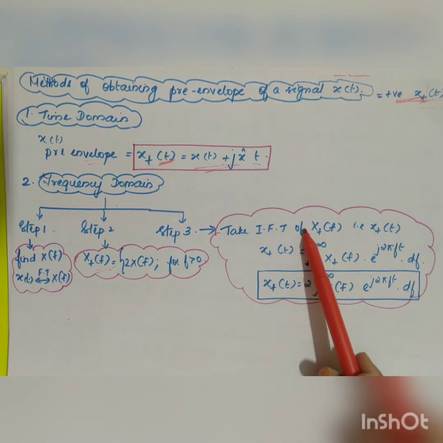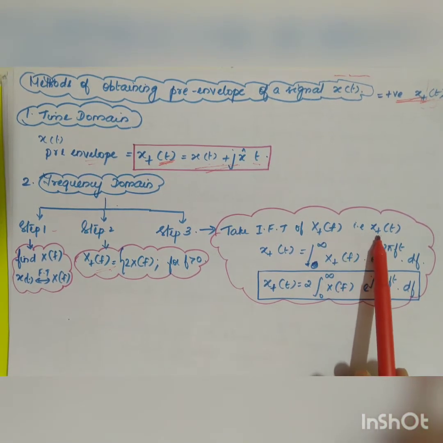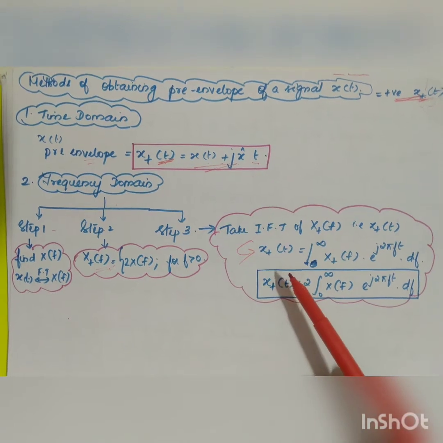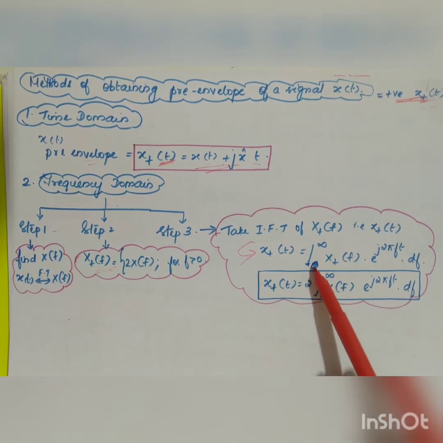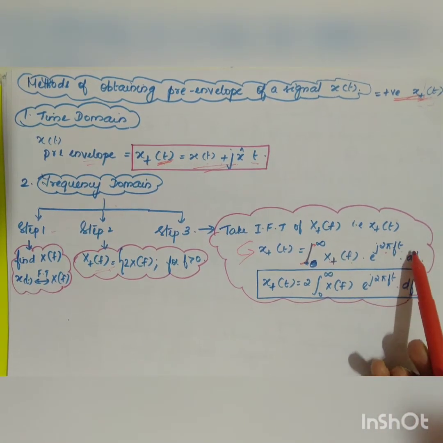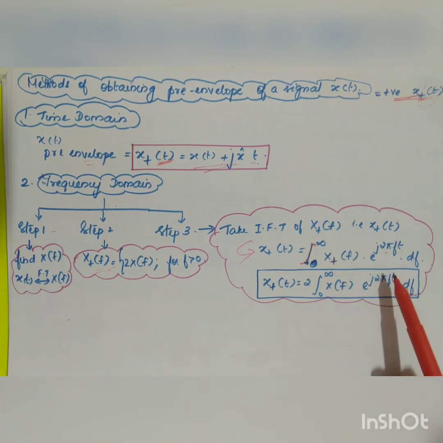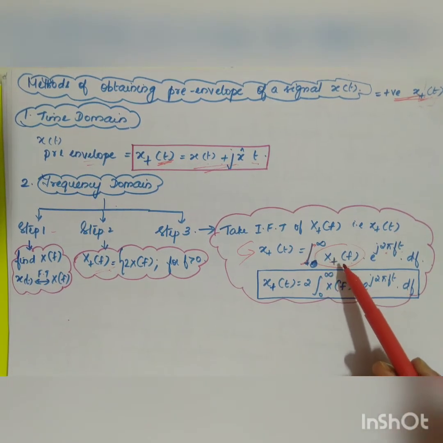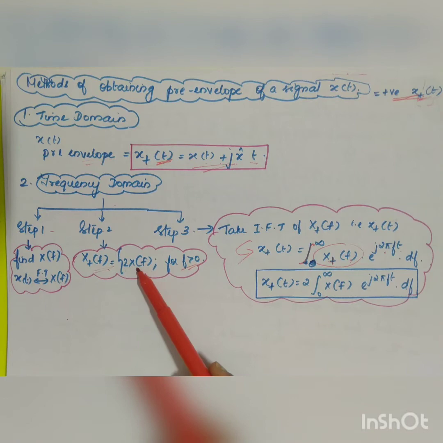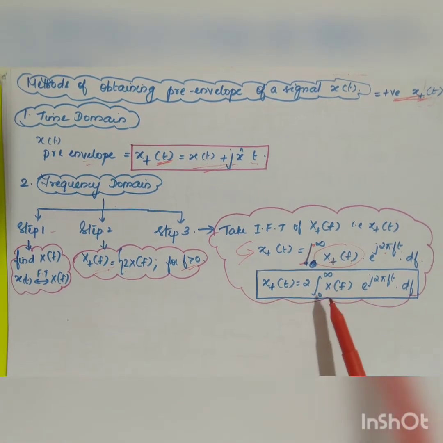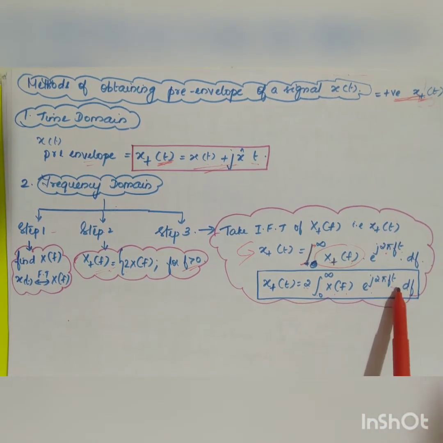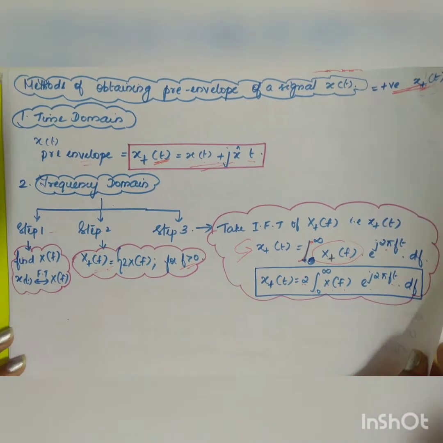And step 3, if you take the inverse Fourier transform of X+(f), that is x+(t), you will get back your signal. So x+(t) in the time domain is the integral from 0 to infinity of X+(f) e^(j2πft) df. What is the value of X+(f)? For f greater than or equal to 0, it is 2 into X(f), because you have only positive values. Taking 2 as a constant, it is 2 times the integral from 0 to infinity of X(f) e^(j2πft) df. So these are the two methods.